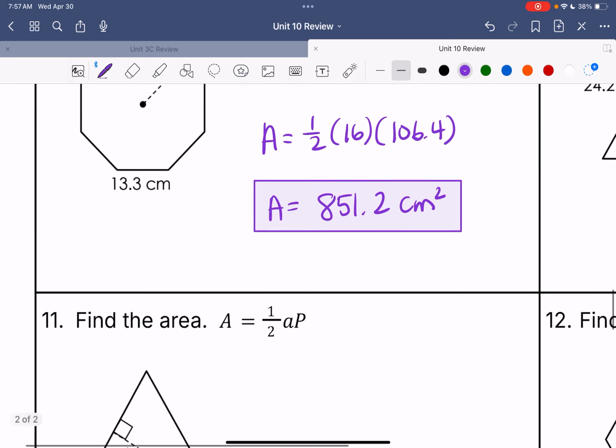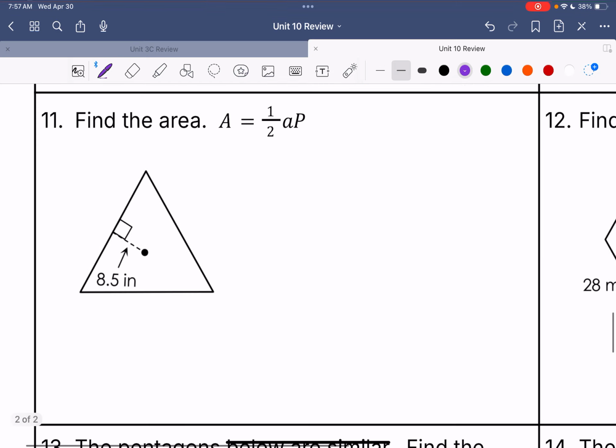Okay, example number 11. It's also finding the area of a regular polygon, but this one's going to take us a little bit more work. So I need apothem and perimeter. So that 8.5, I have a right angle, so that is the apothem, that's A. But it's going to be hard for me to find perimeter when I don't even know the length of any of the sides. So what we're going to do is we're going to create a triangle within our triangle, so just like that.